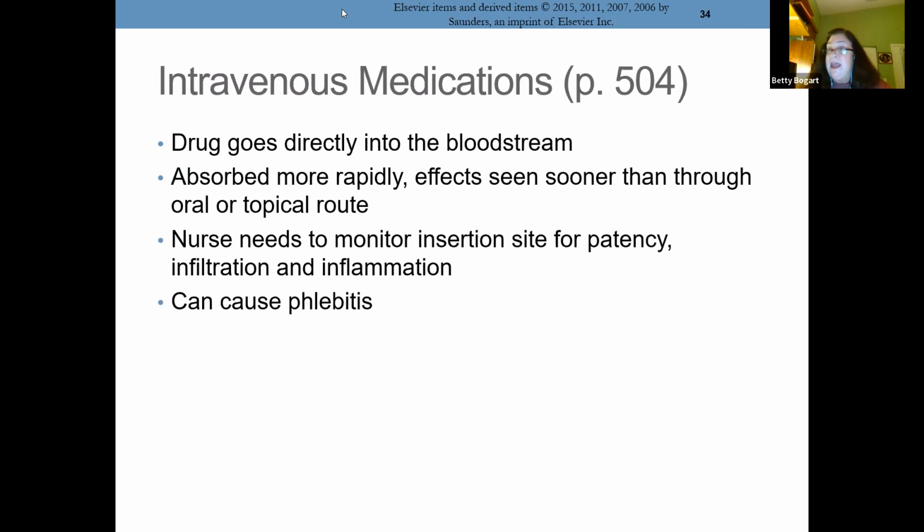Remember, IV medications that are given go directly in. You can't get them out. It's the quickest route of administration. Before any IV medications are given, we have to make sure the IV is patent. It's not red, it's not swollen, it's not leaking. And we know that IVs left there for too long cause an inflammation of the vein, which is called phlebitis.